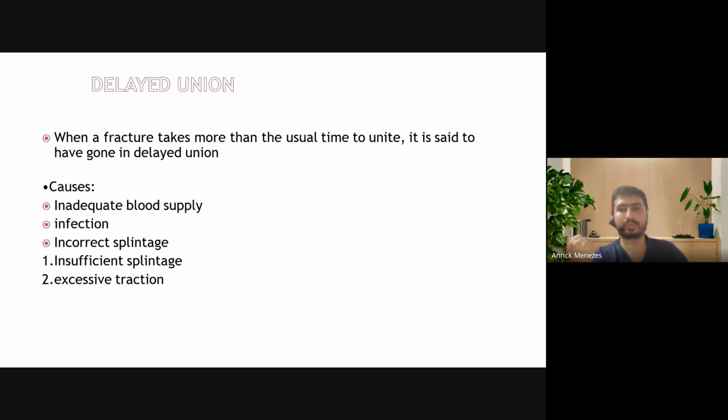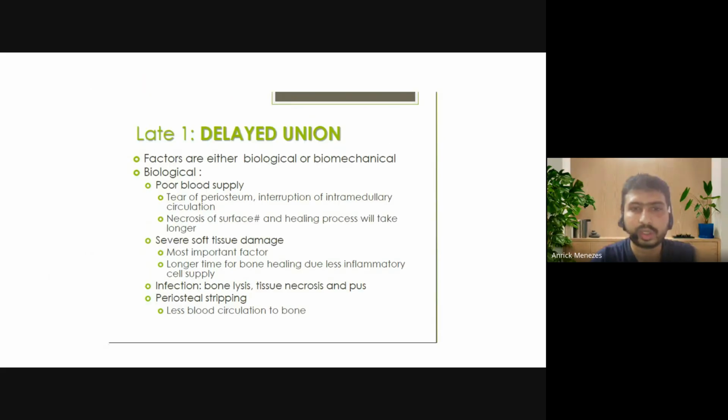We are allowing the bone to heal. What happens? You have a fracture, and we keep it so that too much load won't be there. But if you apply excess traction again, there will be too much load or stress put on the bone, so the union of the fracture may be delayed. Biological or biomechanical factors: biologically, poor blood supply, severe tissue damage, infection, periosteal stripping could be some of the factors which will lead to delayed union.